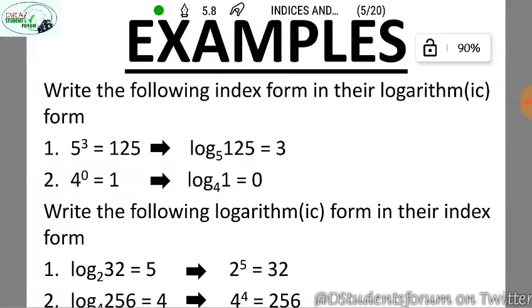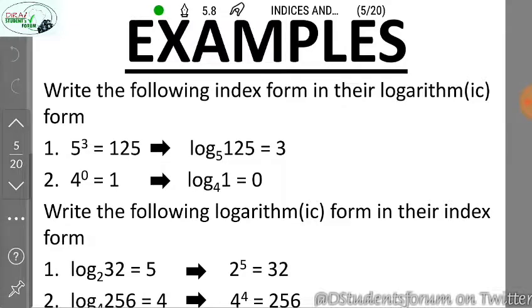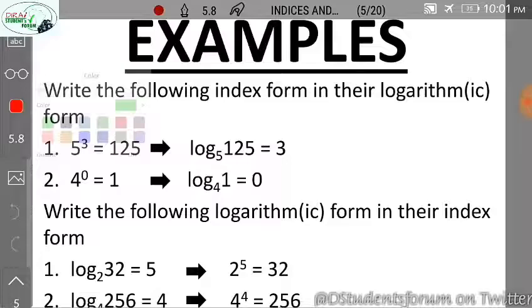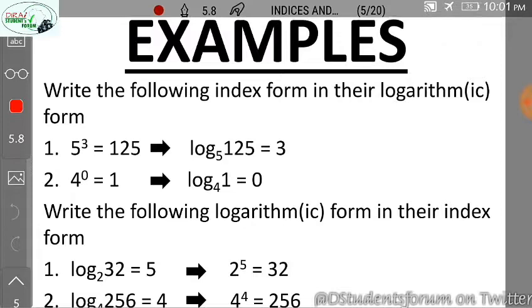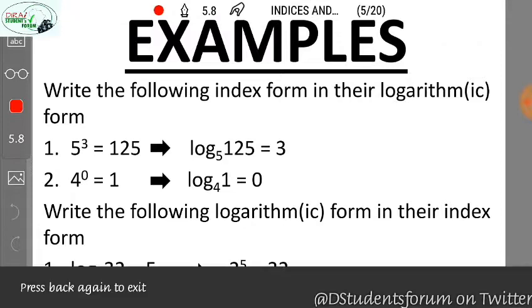Looking at the following expression, write the following index form in its logarithmic form. 5 raised to the power 3 equals 125. We all know that 5 raised to the power 3 is in the index form, so I'm just going to take this back to the logarithmic form.